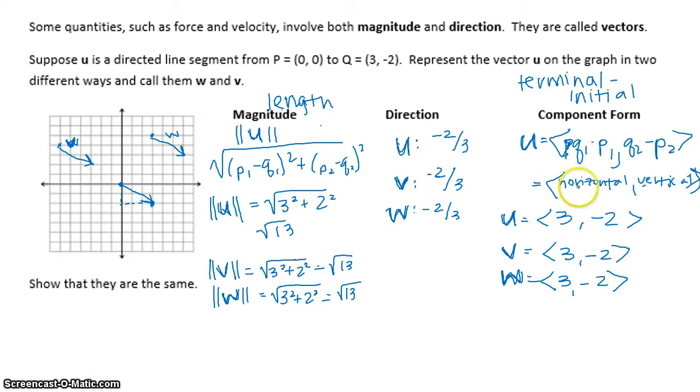We've already done all of the work to show that they're the same, but if they ask you, or if I ask you to show that two vectors are the same, you need to show that they have the same magnitude and direction.